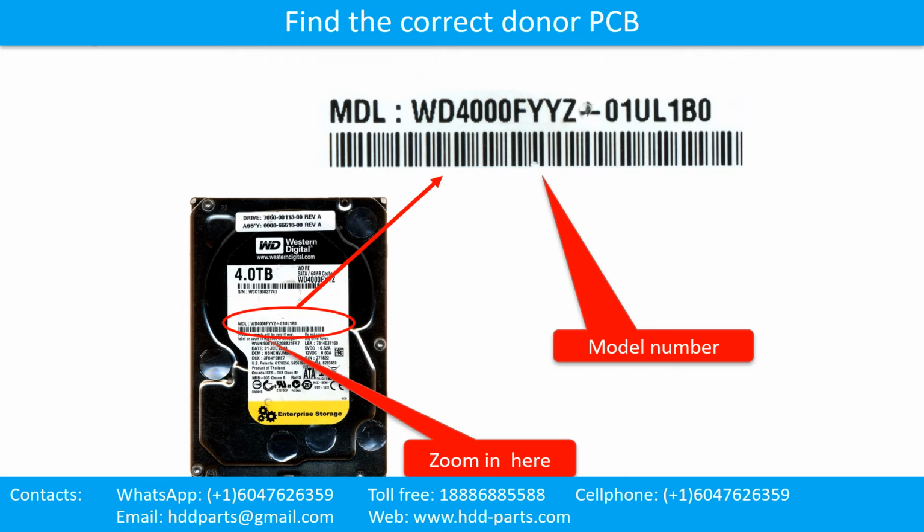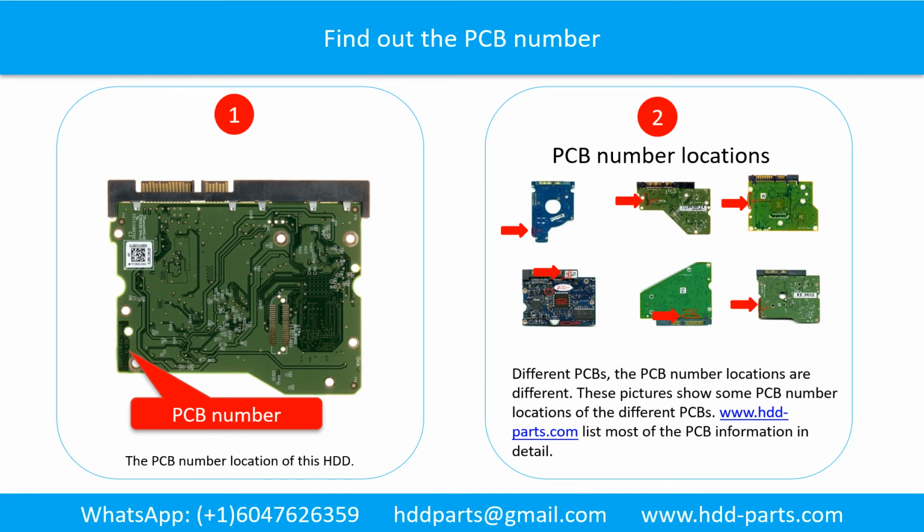Find the correct donor PCB. Locate and find out the hard drive model number. Find out the printed circuit board number of the hard drive. Picture 1 shows the printed circuit board number location of this model hard drive. Different printed circuit boards have different printed circuit board number locations. Picture 2 shows some printed circuit board number locations of the different PCBs.